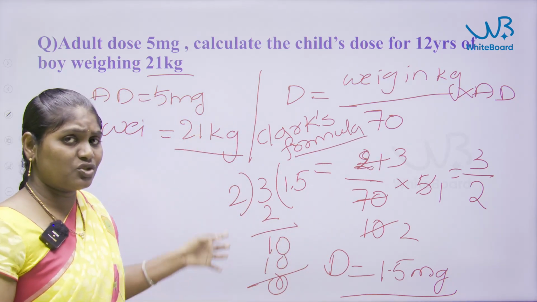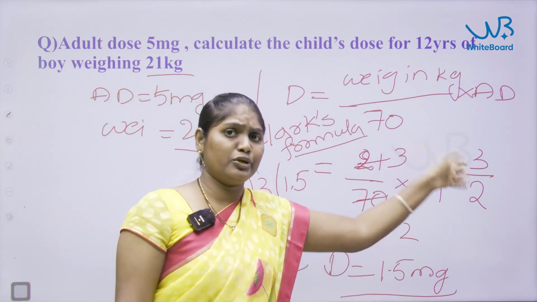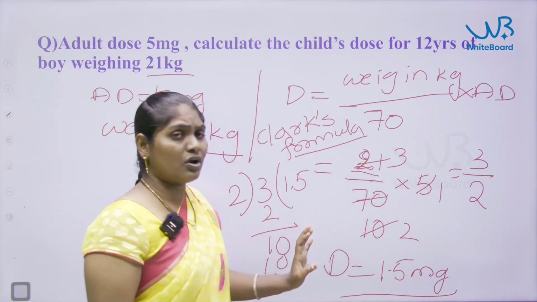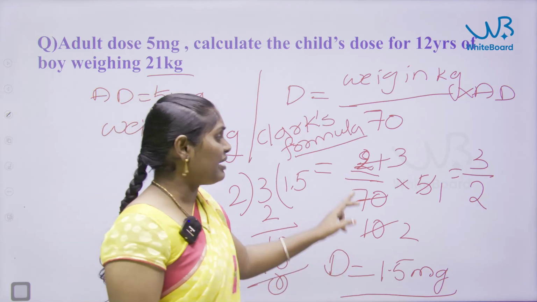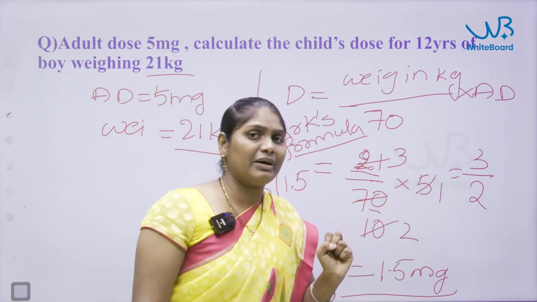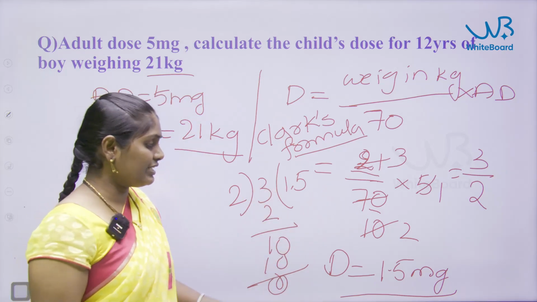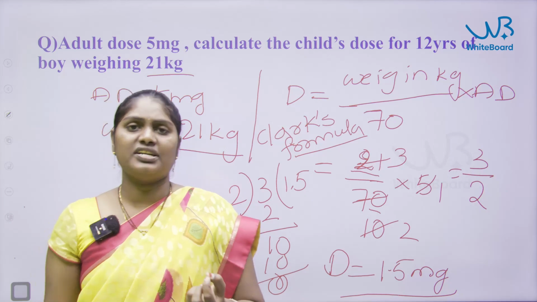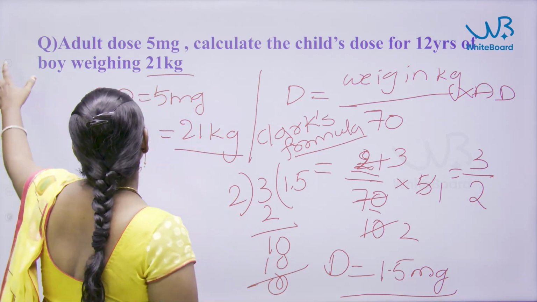Clerk's formula is equal to weight in kgs by 70 into the adult dose. So after writing the given, 21 is the weight of the child, by 70, into 5, that is equal to 3 by 2. Upon calculating 3 by 2, we will get 1.5 mg. So the correct and exact option is 1.5 mg.